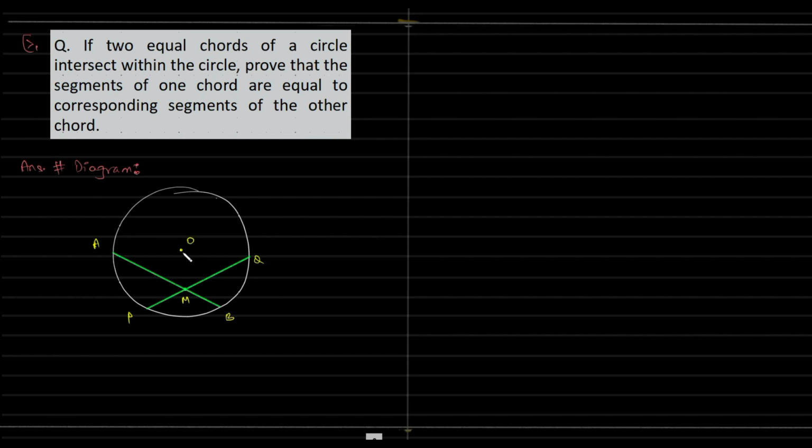Well, I'll give you guys a clue. Draw a perpendicular line to both the chords. That's your clue. So these are perpendicular. Let's name them as E and T. And one more clue is you need to join OM. Now think about how to go about proving this.